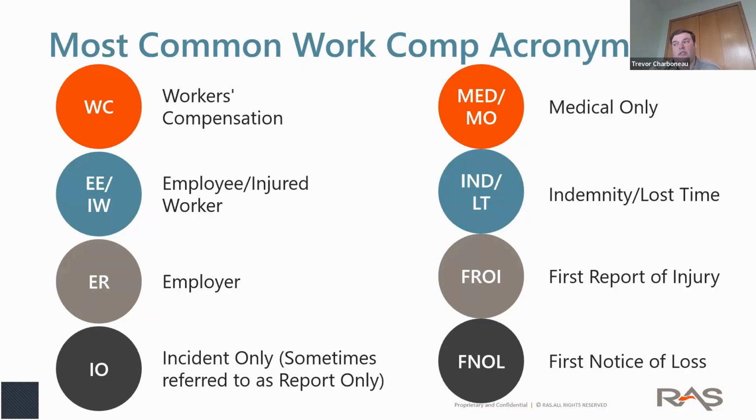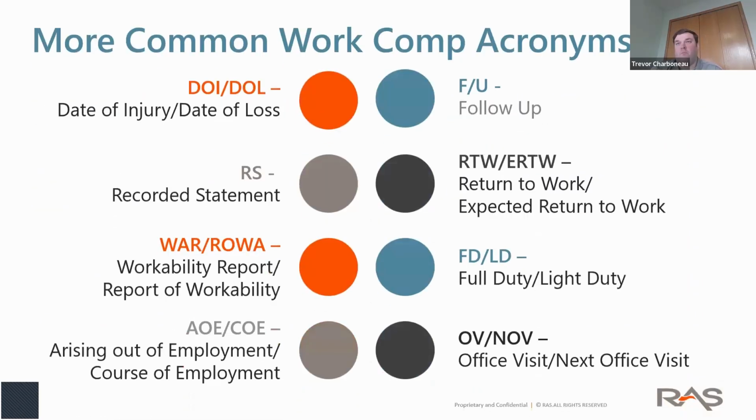The last bullet point I have on the screen is FNOL, which is first notice of loss. This is, for example, if you were made aware that an injury happened today, but the injury actually happened yesterday, the first notice of loss would be today. So that's my first slide. We can go to the next one.